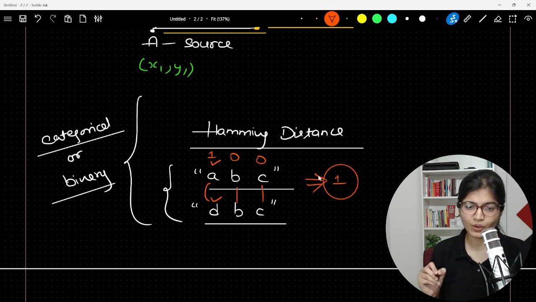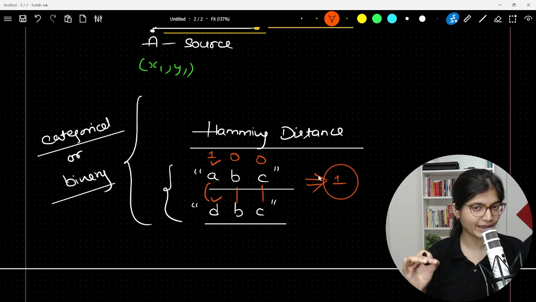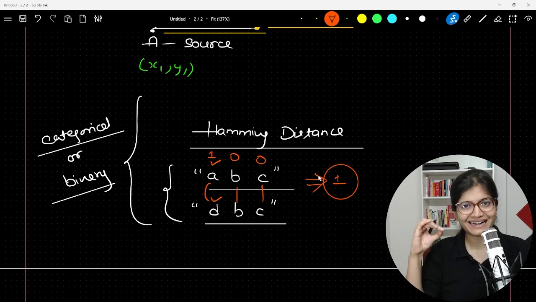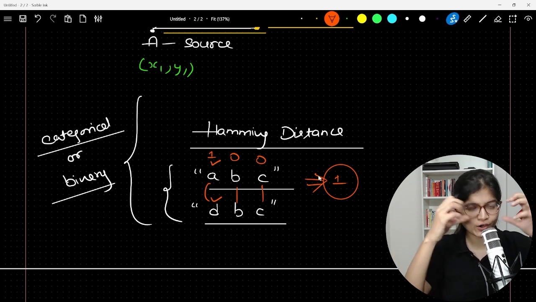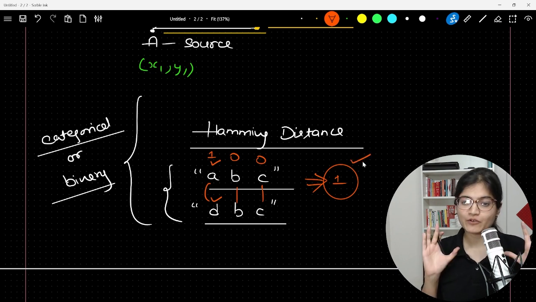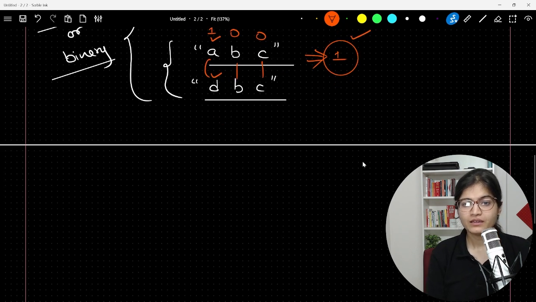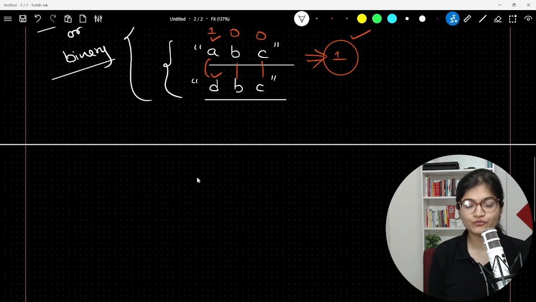So you will be able to understand that wherever there is a mismatch, that is 1. Wherever there is a match, that is 0. Just add all the data points. That will give you the final distance value that we have. Okay. Similarly, the same thing you can imagine for binary based data points also.